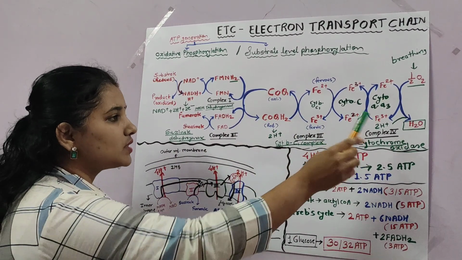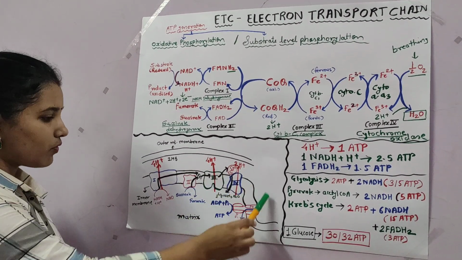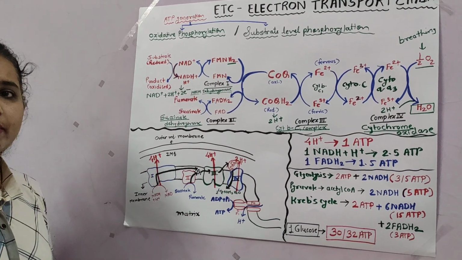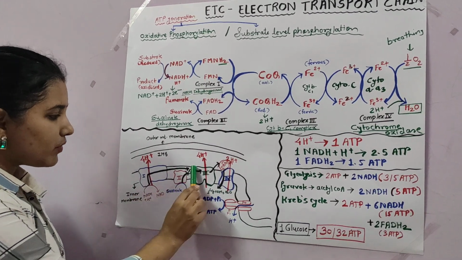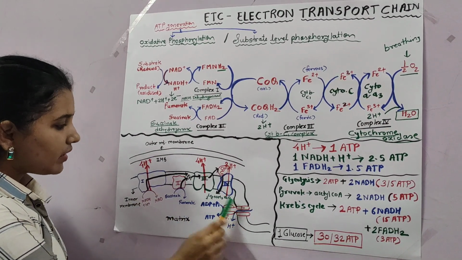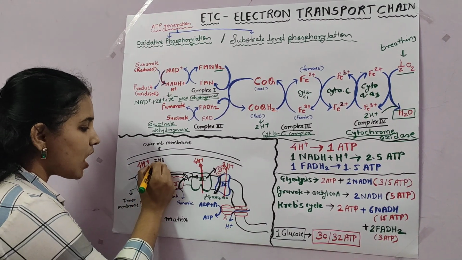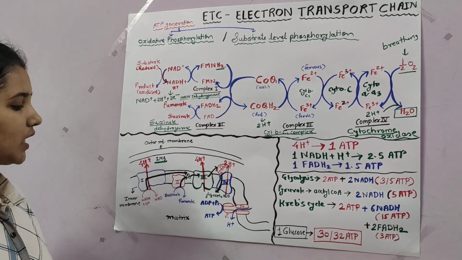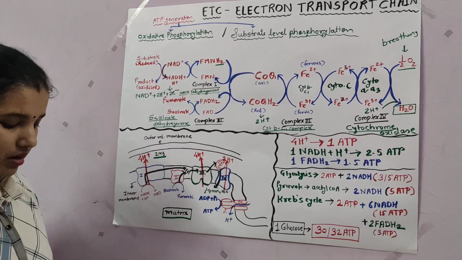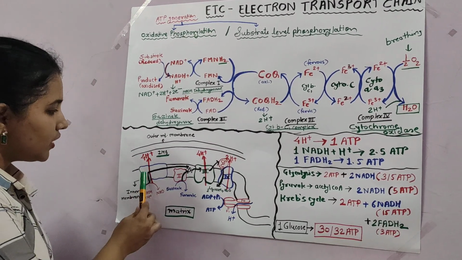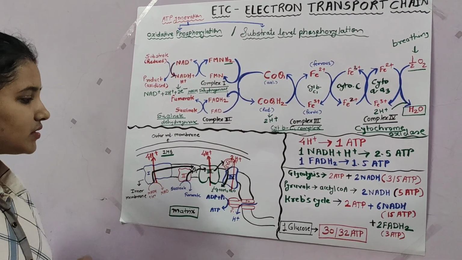So what happened due to this electron transport? Let's see over here. This is a portion of the structure of the mitochondrion. This is the outer mitochondrial membrane. This is the inner mitochondrial membrane, which is convoluted. This is the intermembrane space, the space between the outer membrane and the inner membrane. And this is the mitochondrial matrix. Now here complex 1, 2, 3 and 4 are organized linearly.